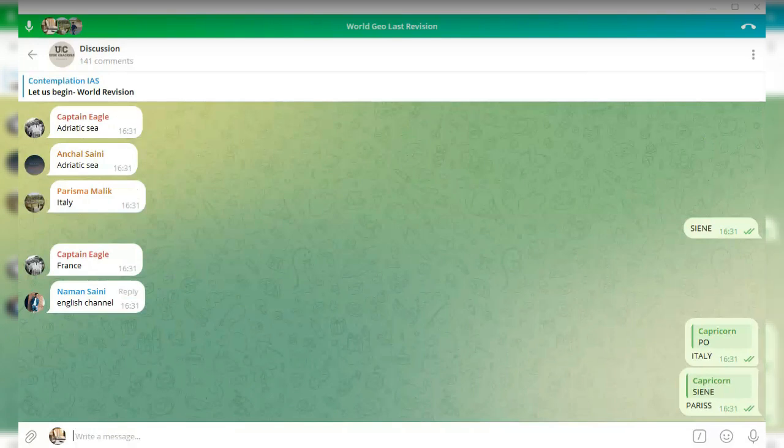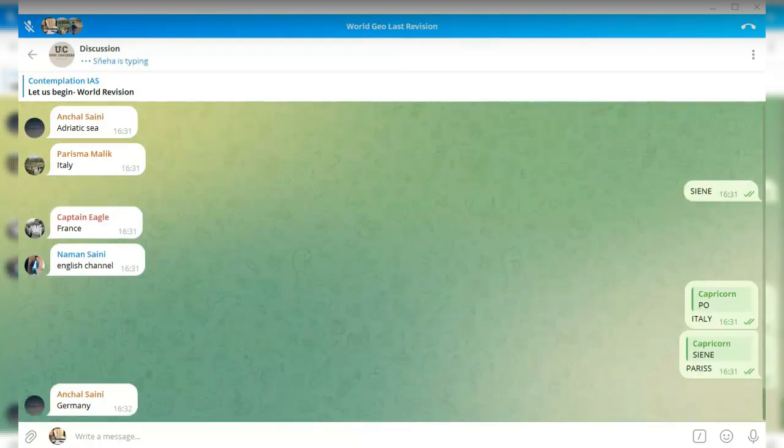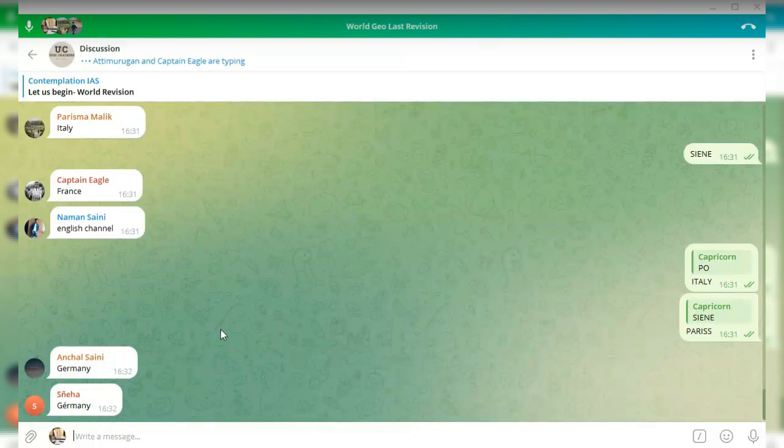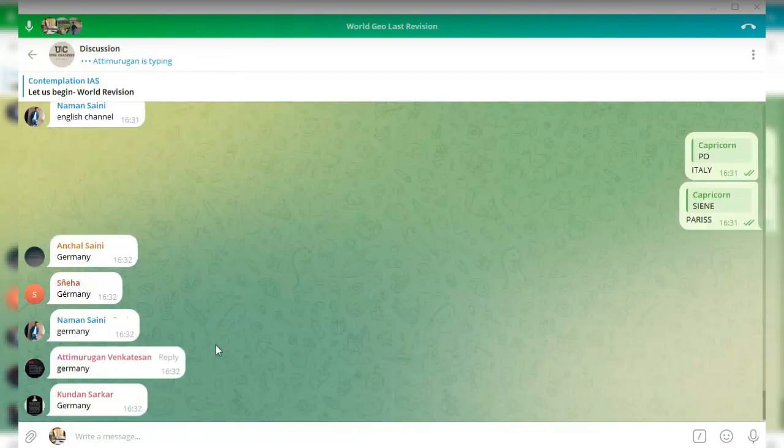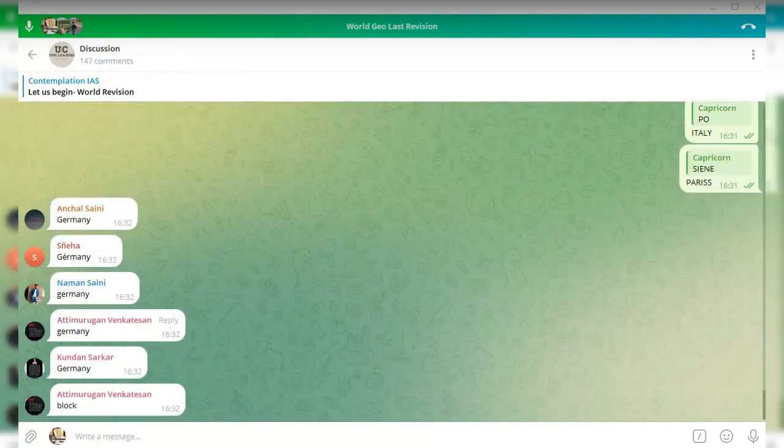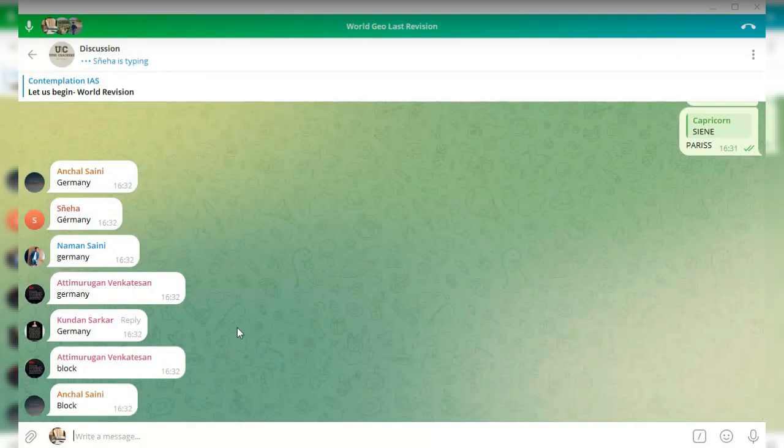Alright, now we have some forest, desert, mountains. So first one is Black Forest. Where is it? Black Forest is in Germany, and which type of mountain is it? Block. Can anyone give one or two examples from India as well that fall into the category of block mountain?